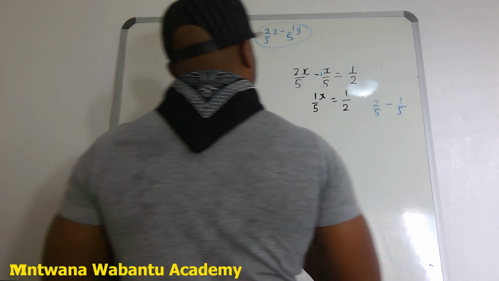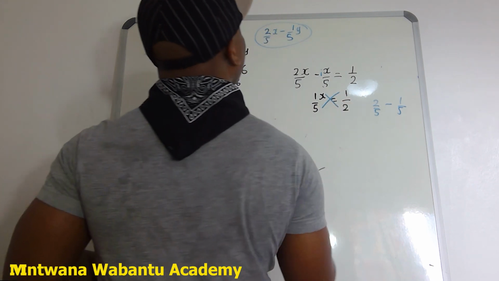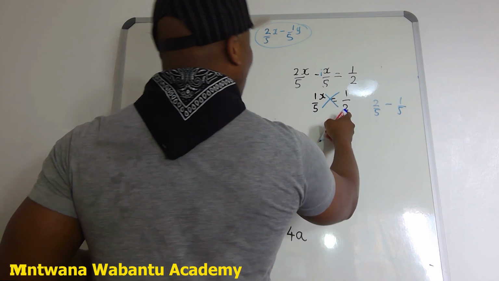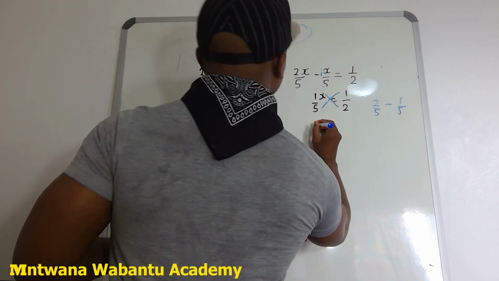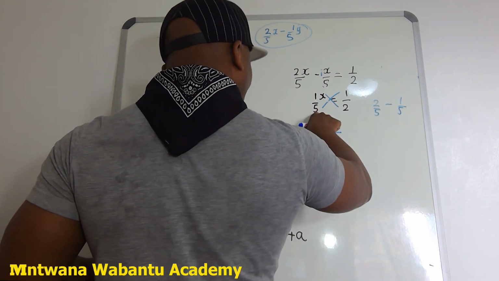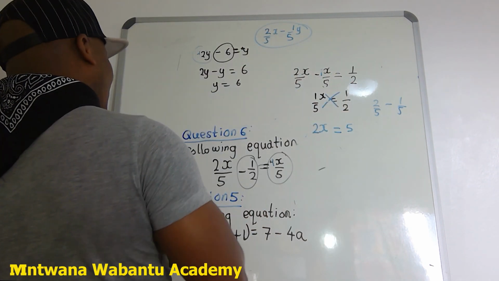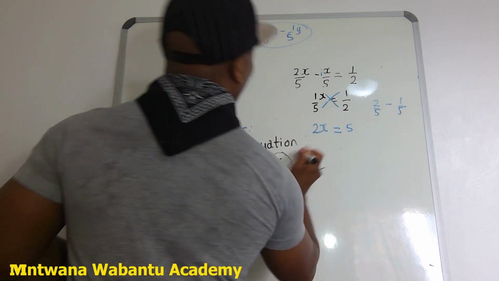First and foremost, the easy and the best way, I can say, is cross multiplication. So 1x times 2 is going to give us 2x, and your equal sign is here. Now we go to this side. 5 times 1 equals 5. So you want to get the value of x. How are you going to get the value of x? You have to divide by 2 throughout.